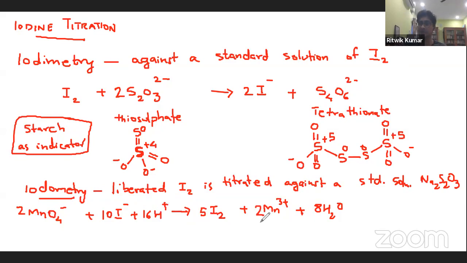So you have this reaction that occurred, and now you have liberated some iodine. You'll collect the iodine, titrate it against a standard solution of thiosulfate, and you'll do this equation. Is it clear how these two titrations differ? Give me a yes or no.